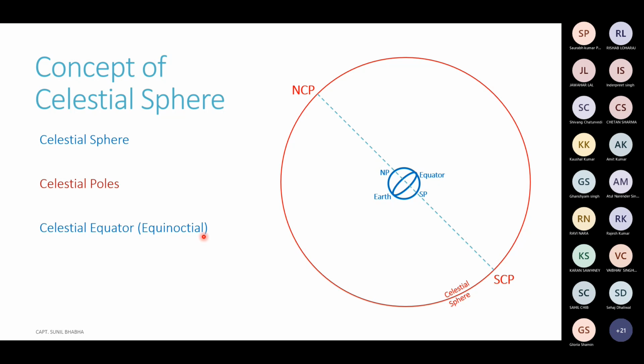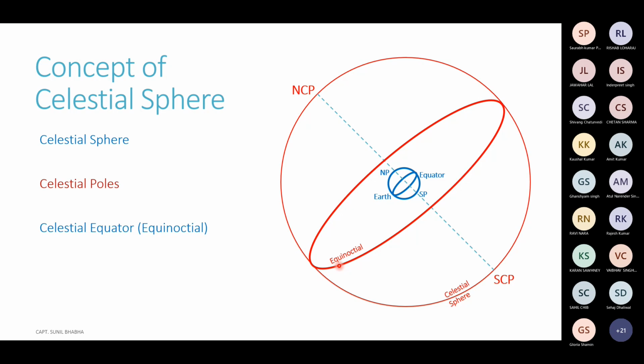So let us show the equinoctial also in the diagram now. So you can see this red color great circle, which is located on the celestial sphere, exactly midway between the North Celestial Pole and the South Celestial Pole. This is the equinoctial. So you can see it labeled in the diagram.